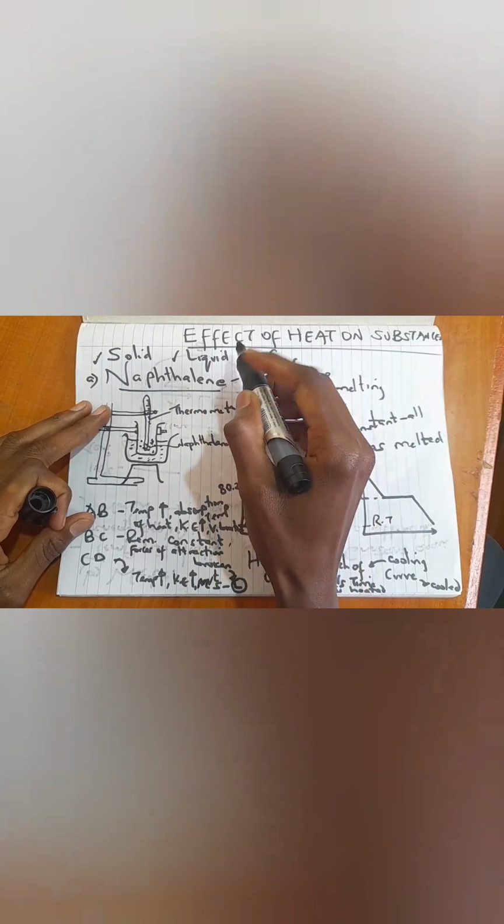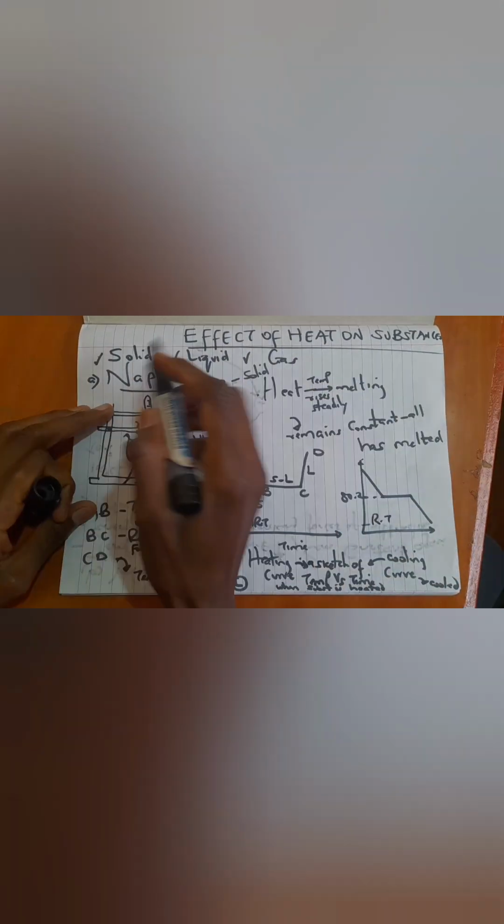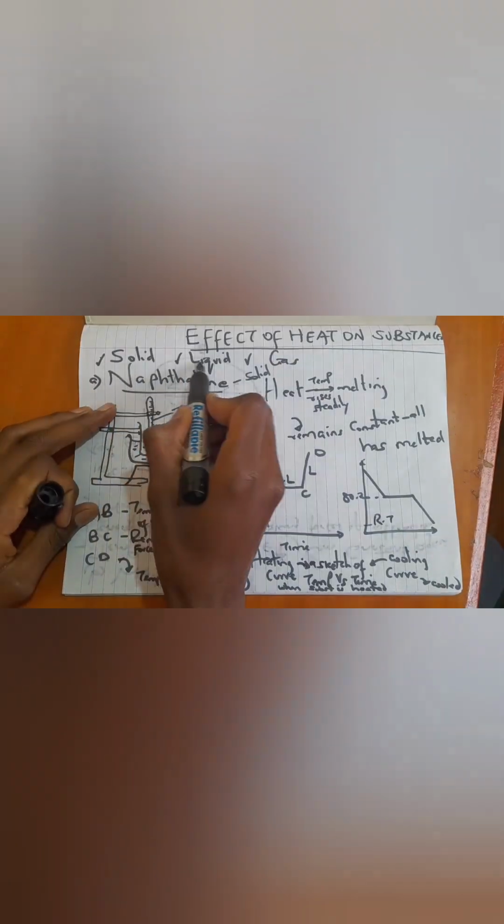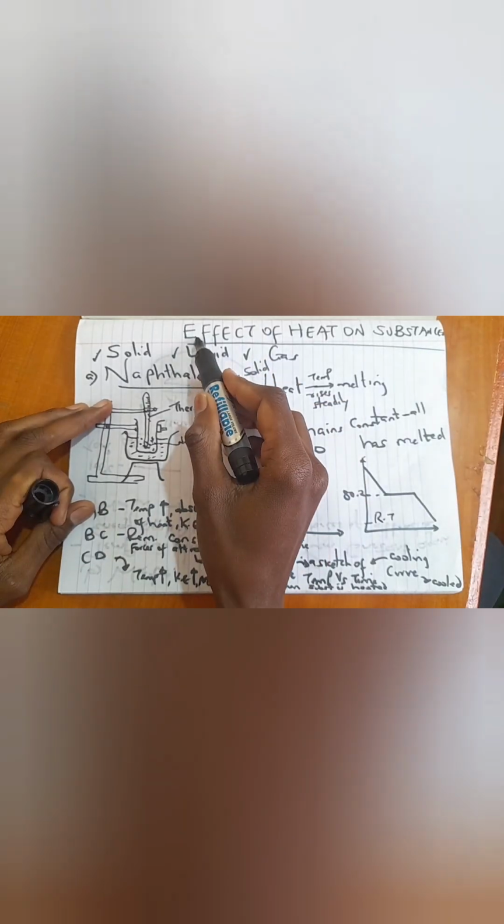Now, in this one here, we will look at the effect of heat on substances. There are three states of matter: solid, liquid, and gas. And with all of these, there is how the heat affects them.